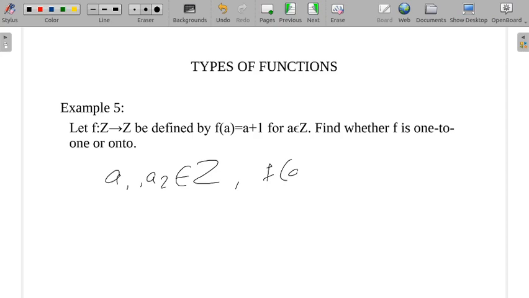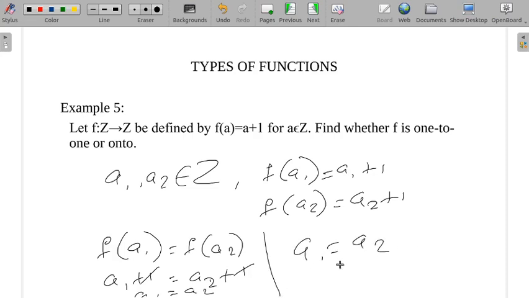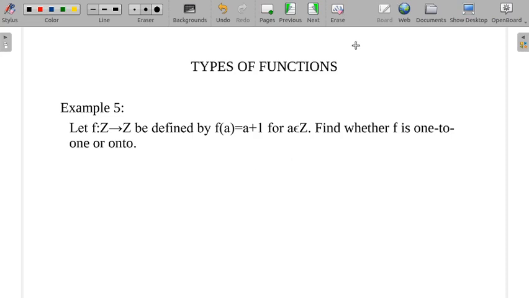So f of a1 equal to a1 plus 1, f of a2 equal to a2 plus 1. So f of a1 is equal to f of a2 only when a1 equal to a2. So if they are different, we are not taking the contrapositive here. Therefore it is a one-to-one function. Now let's see whether it is an onto function.